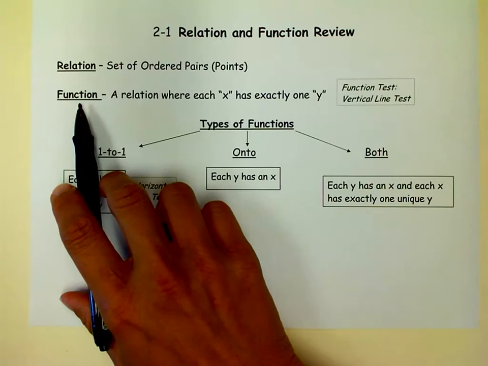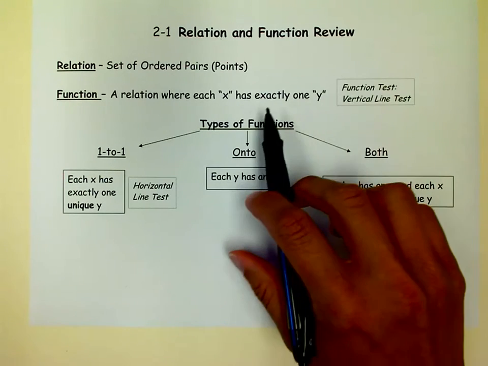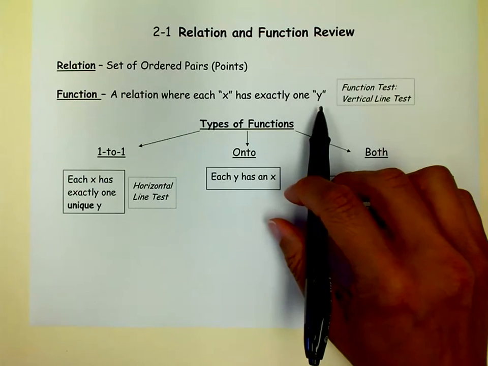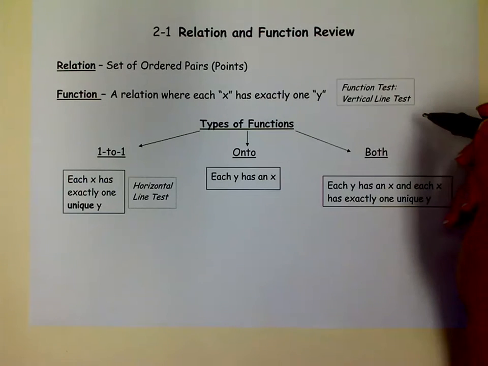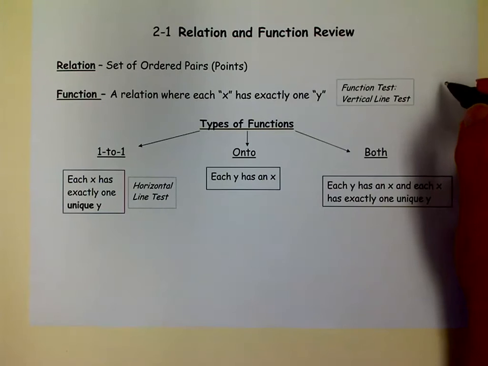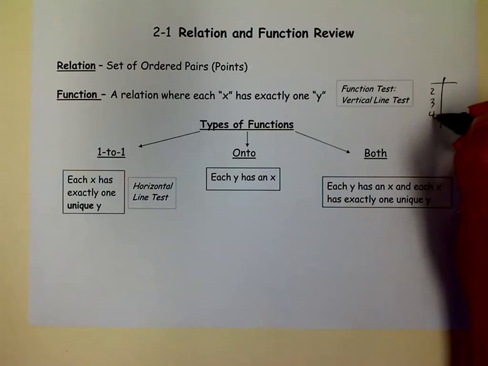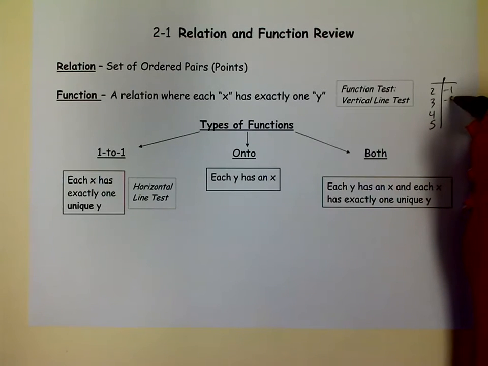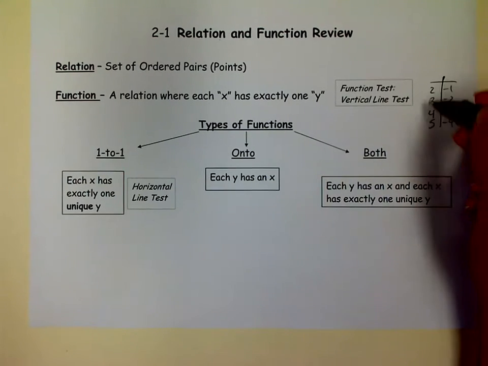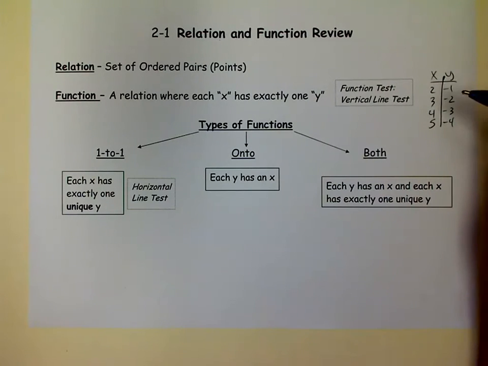So this is how you tell if something's a function: if every x has exactly one y. And if you had a set of points, what I do is I just look at all the x's. If I have a set of points like 2, 3, 4, 5, -1, these are my x's, these are my y's, and if I want to know if it's a function, because this is a relation, all I do is look and see, are all the x's different? If all the x's are different, then each one is going to have exactly one y, so it's a function.